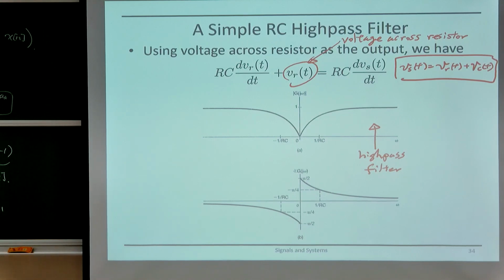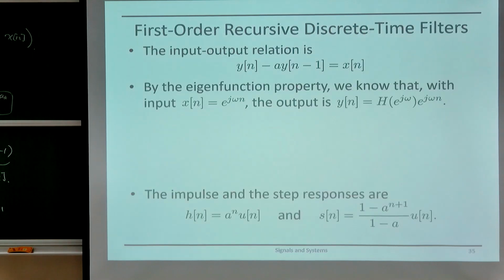All right, so here I have one more example. The insights are more or less the same, but this is just to give one more example of the case in discrete time, okay? So here the system we're looking at is described by this difference equation, y[n] minus a y[n-1] equals the input x[n], okay? So again, by the eigenfunction property, we know that if we plug in a complex exponential at the input, the output should be the same complex exponential scaled by this frequency response H.